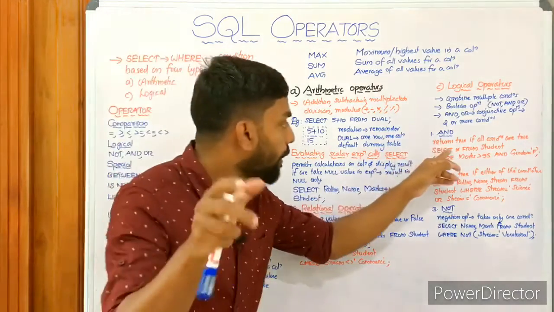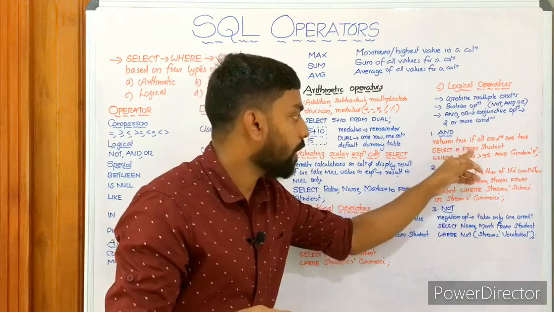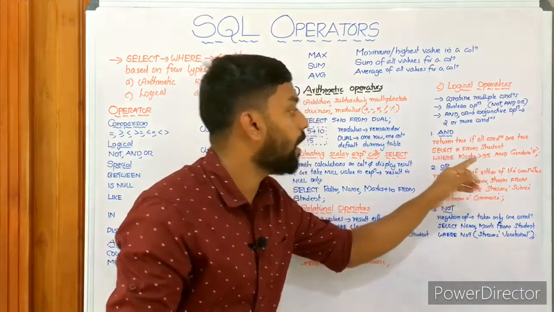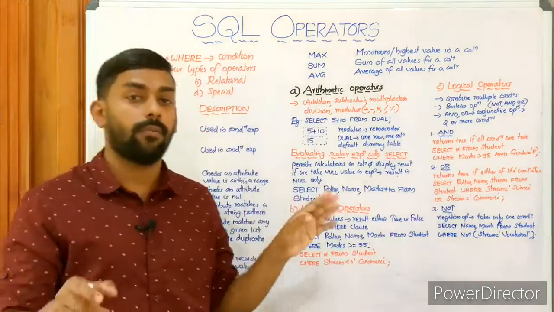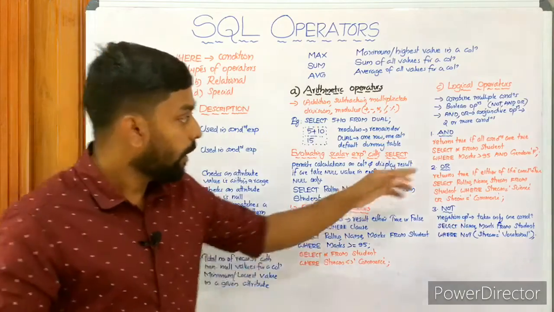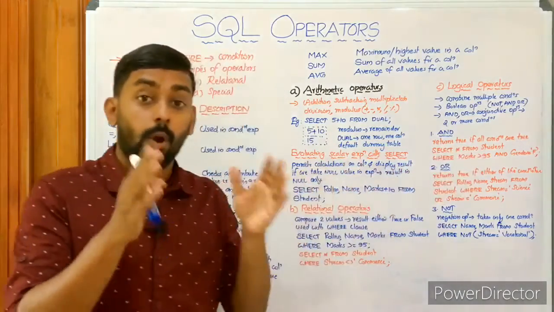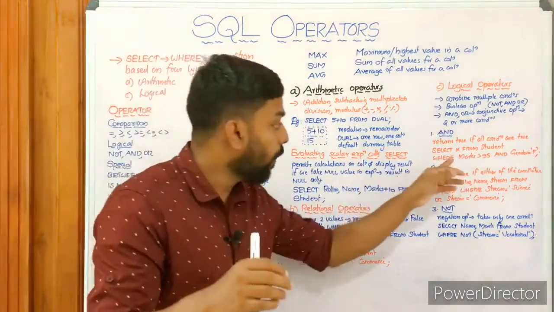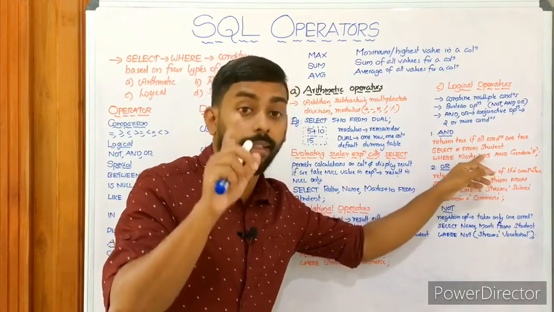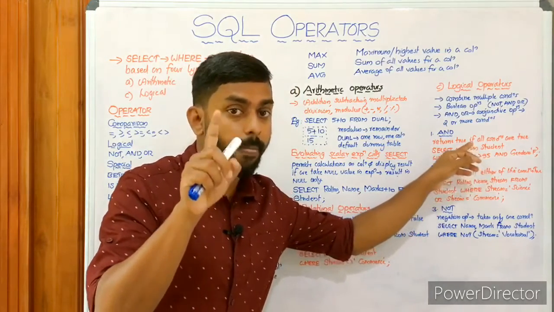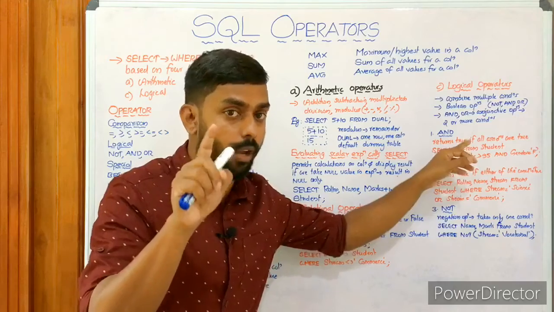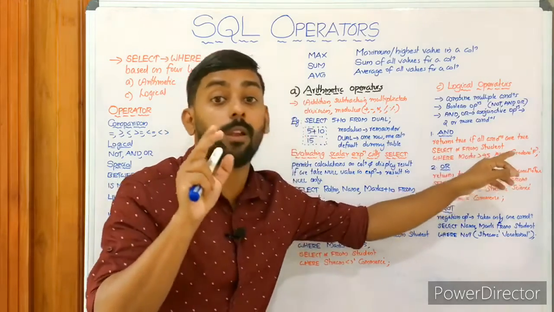Yes, we have an example here. Select star from student where marks greater than 95 and gender equal to F, female. Select all the columns from student where marks greater than 95. That's the first condition, and the second condition is gender equal to F.